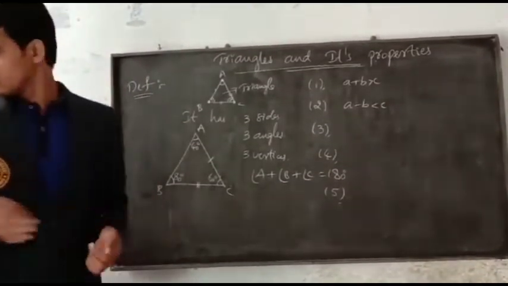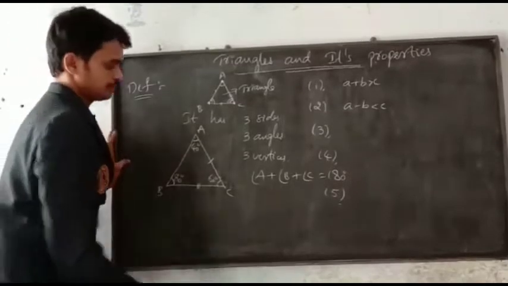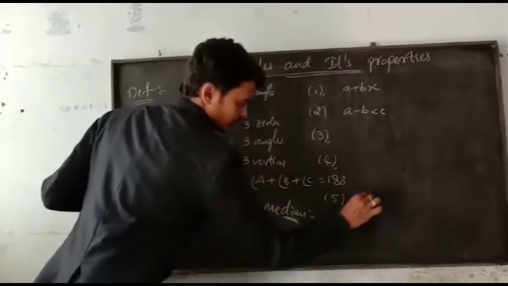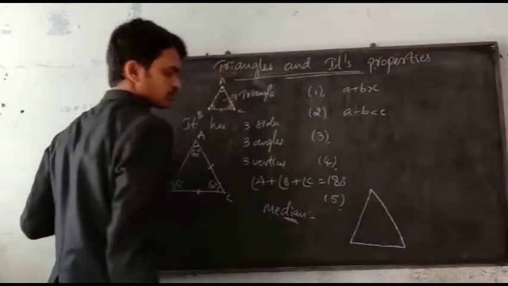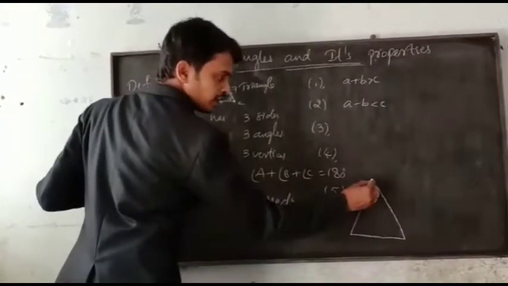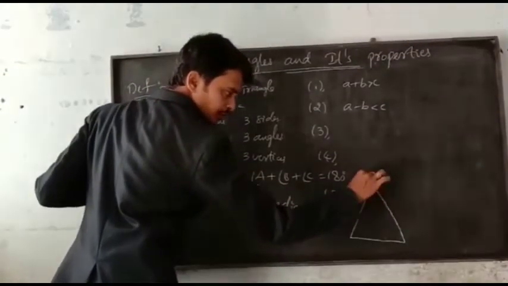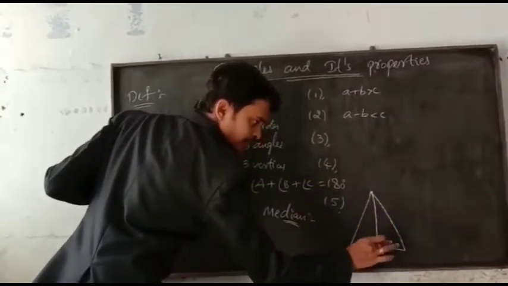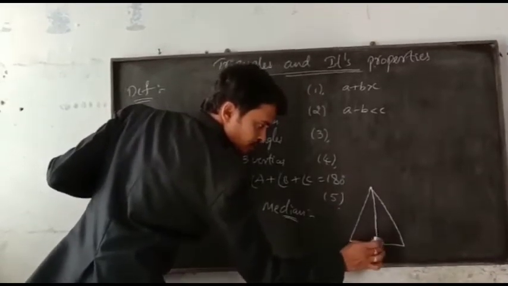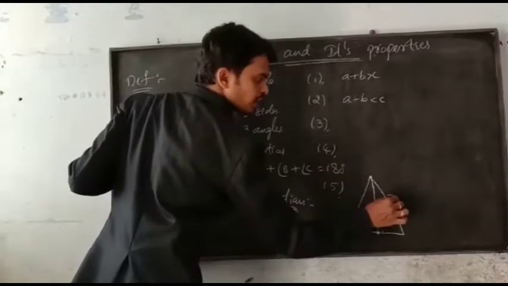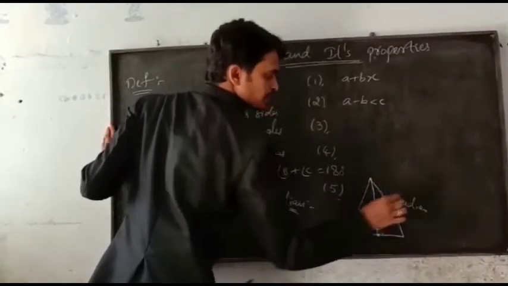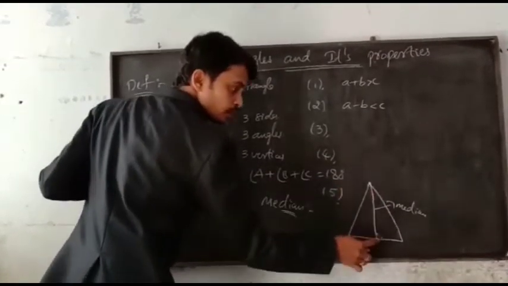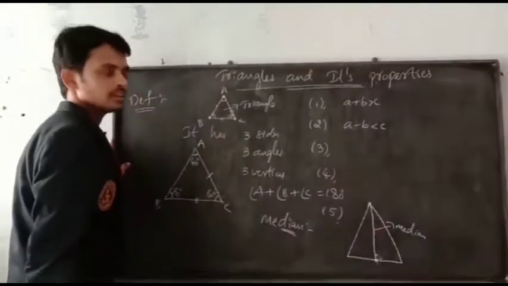Next is median. So this is a triangle. A line segment joining a vertex of a triangle to the midpoint of the opposite side is called a median. So a median is nothing but a line segment joining a vertex of a triangle to the midpoint of the opposite side.